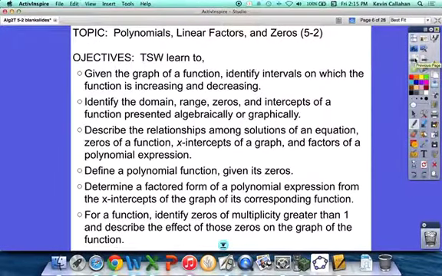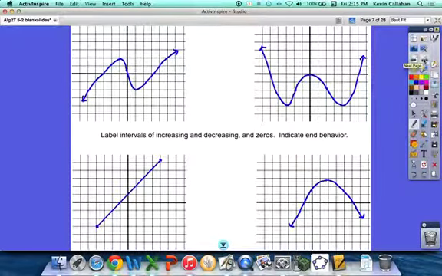The first thing that we're asked to do is to talk about functions increasing and decreasing. A function is increasing when it's going up from left to right. So this, which looks like a cubic function, looks like it's going up, so it's increasing, and then it's decreasing because it's going down from left to right. And then it's increasing again. That's what we mean. What's actually increasing here? The y values are increasing.